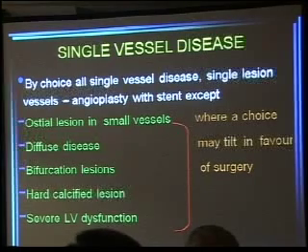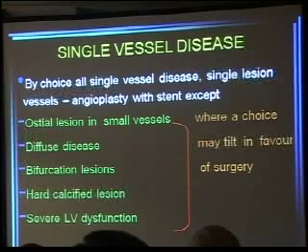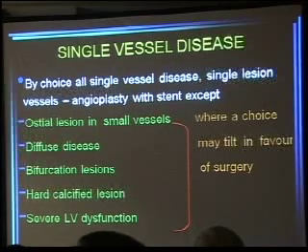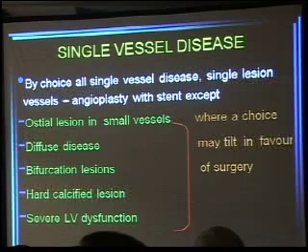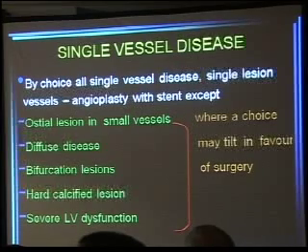Let's discuss a single vessel disease patient. By choice, for all single vessel disease patients or single lesion vessels, angioplasty with stent would be the procedure of choice nowadays, especially with drug eluting stents with a reasonable recurrence rate. But where a patient is having osteal lesions in the small vessels, we discussed it out. The patients who are having a diffuse disease, bifurcation lesions, or hard calcified lesions, or patients with severe LV dysfunction, even with single vessel disease, the choice may tilt in favor of a bypass surgery.